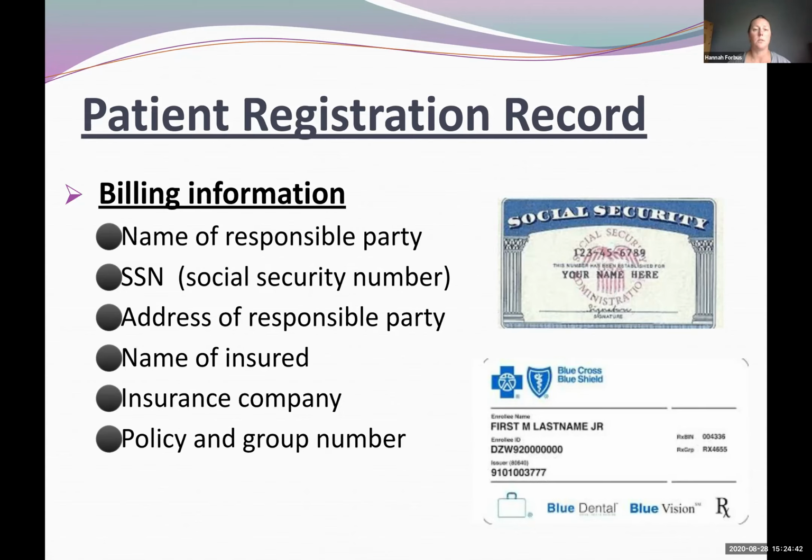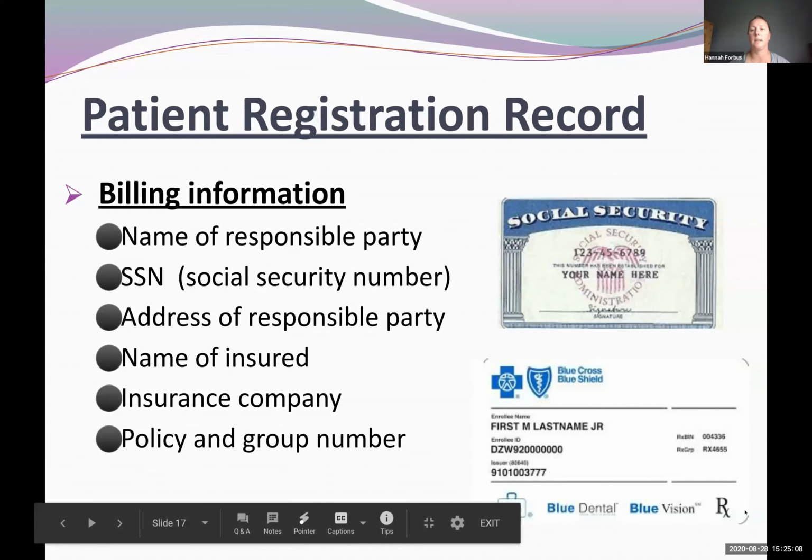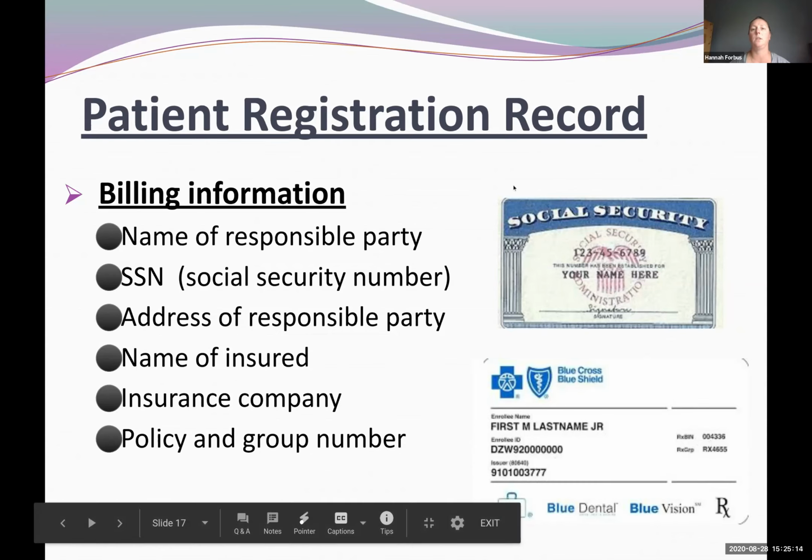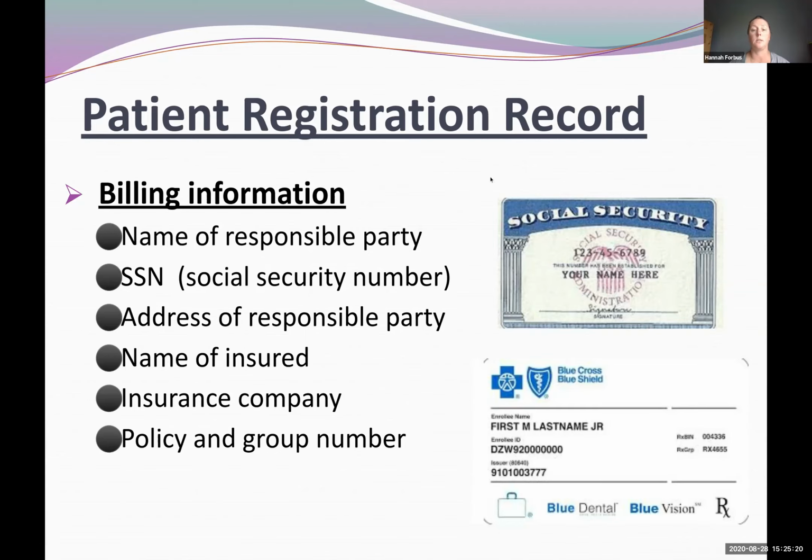And then the patient's social security number, the address of the responsible party. So an example, you might have a child or adult child who can still be covered under their parents' insurance, and their address might be different. And then again, the name of the insured, so that would be the patient probably. And then the insurance company, typically you would want to get a copy of the insurance card like this, which includes the policy and the group number. Often the medical office will take a copy of the Social Security card as well as the patient's identification card or driver's license if they have one.